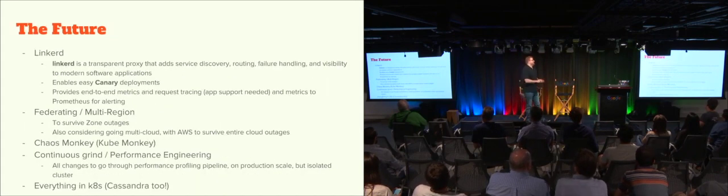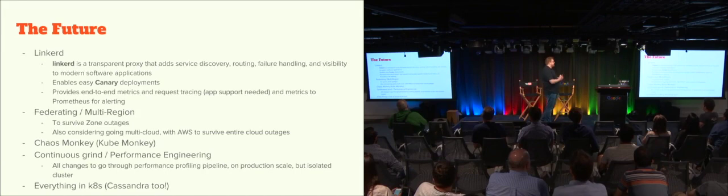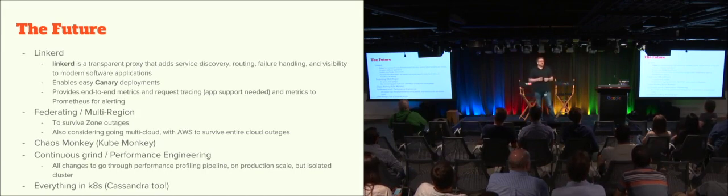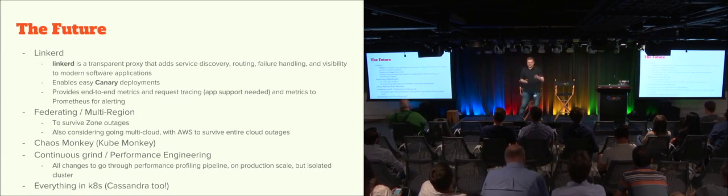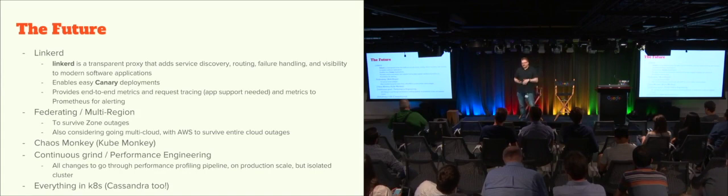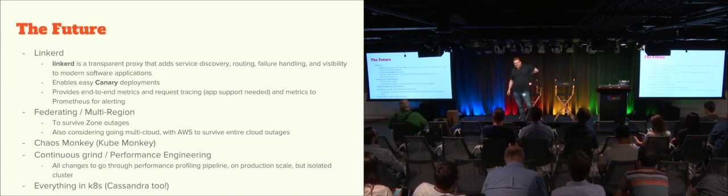Okay, the future. This is what we're planning for about the next year or so. Hopefully we can get a lot of this in. If you're using Kubernetes and you haven't heard about Linkerd, do yourself a favor, write it down and Google it tonight. It is a great piece of software that runs as a daemon set on every node. Essentially a transparent proxy that provides service discovery, routing, failure handling, retries, all the things that the Kubernetes service itself should do well. Linkerd does even better.